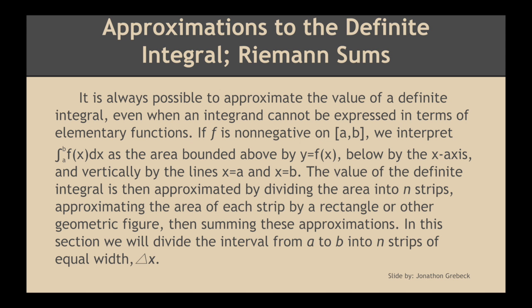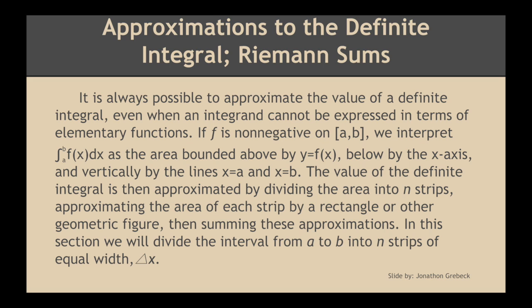Approximations to the definite integral: Riemann sums. It is always possible to approximate the value of a definite integral even when an integrand cannot be expressed in terms of elementary functions. If f is non-negative on a to b, we interpret the integral of f of x dx from a to b as the area bounded above by y equals f of x, below by the x-axis, and vertically by the lines x equals a and x equals b.